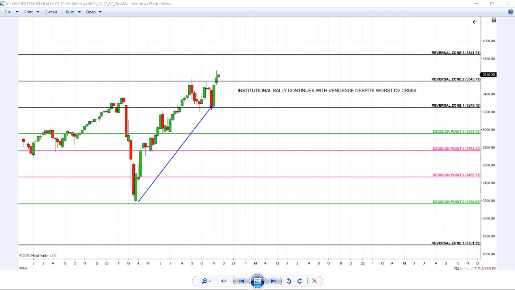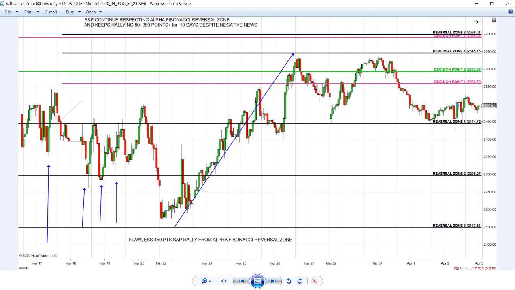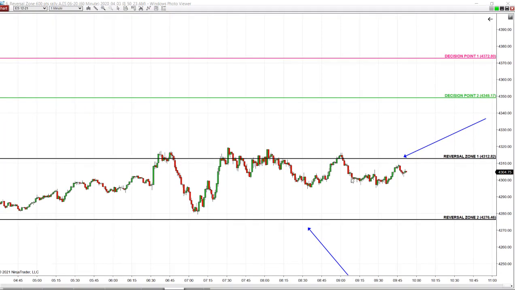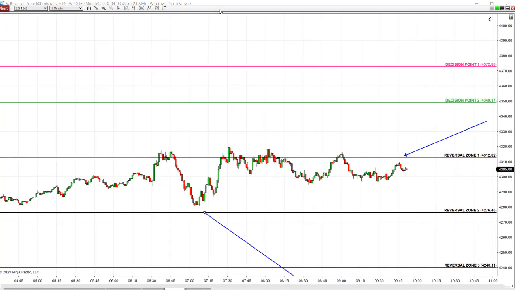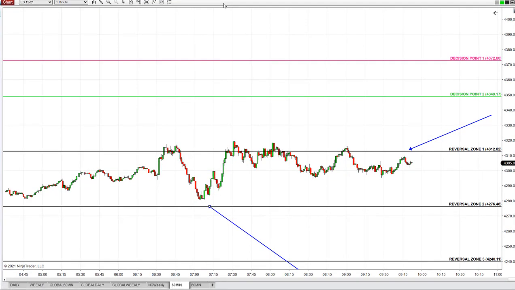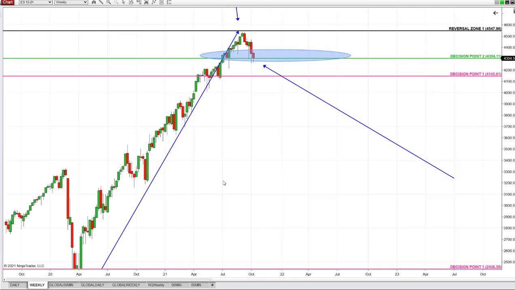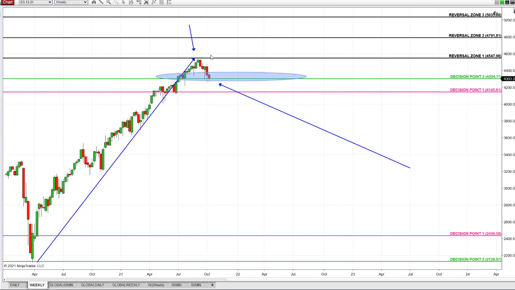So when you're looking at a day trading chart, this is what the S&P with the Alpha Fibonacci system looked like in our trading room. This was the bottom on your little day trading chart. But again, this is the event this morning. What is the difference? We're no longer at the 2200 level. We are at the 4200 level. We reached again the institutional reversal zone and the market sold off from levels identified many months ahead.